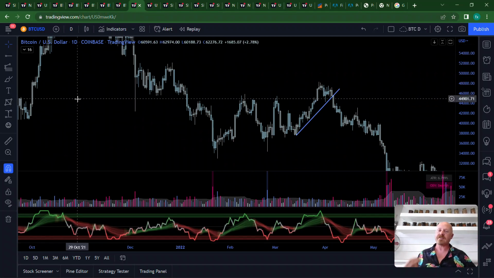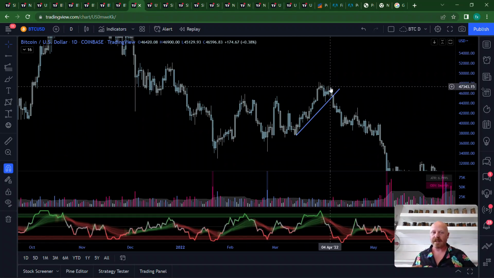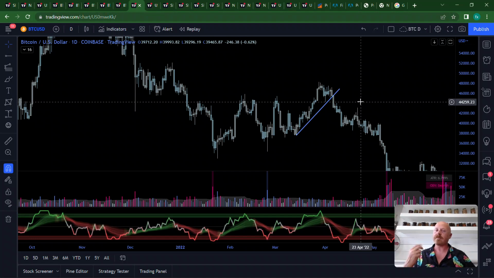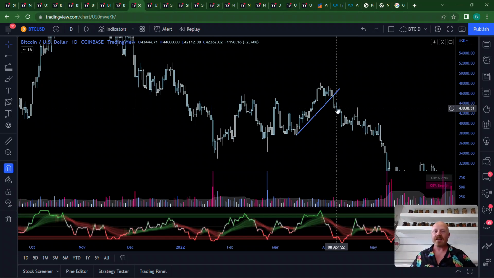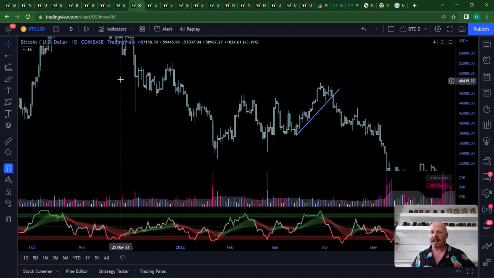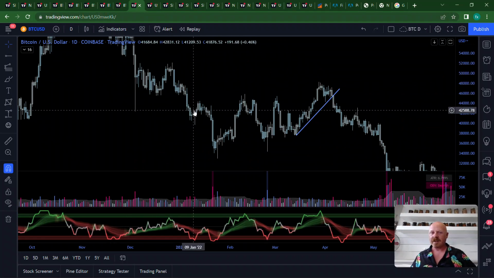And then you have distribution, where you make a top and then you exit that top. Markdown is when you leave, on your way back down to accumulation. Okay, it just repeats over and over again. And so this is what you're looking at here. So we had the markdown from the all-time high. We had an accumulation range that broke down here.